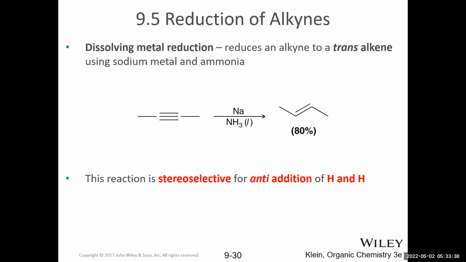What if we wanted the trans alkene? What reaction conditions would produce a trans alkene? Well, if we want the trans alkene, we need to do a dissolving metal reduction. The reagents are sodium metal and liquid ammonia, and it will reduce an alkyne down to a trans alkene. This reaction is stereoselective for anti-addition of the 2 hydrogens, thus giving us the trans alkene because the 2 hydrogens get added on opposite sides of the pi bond.